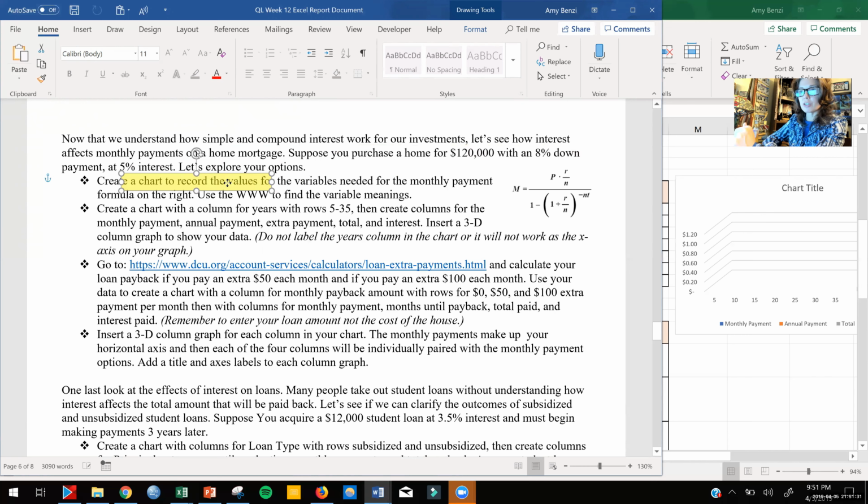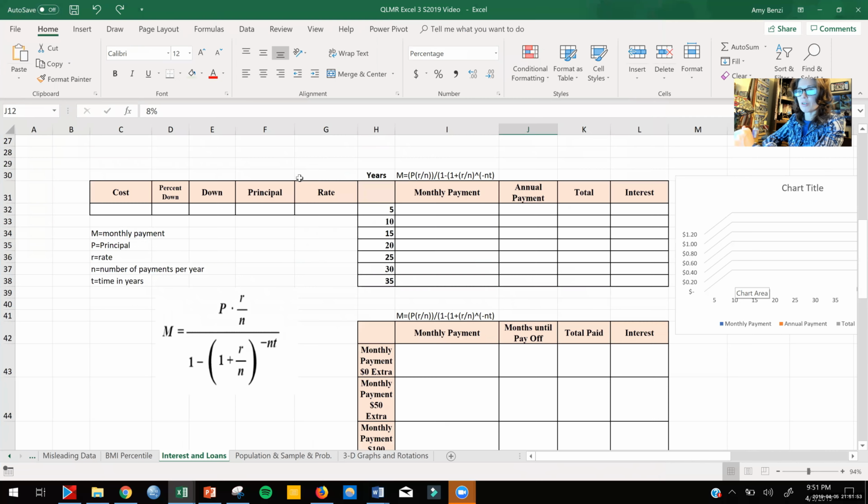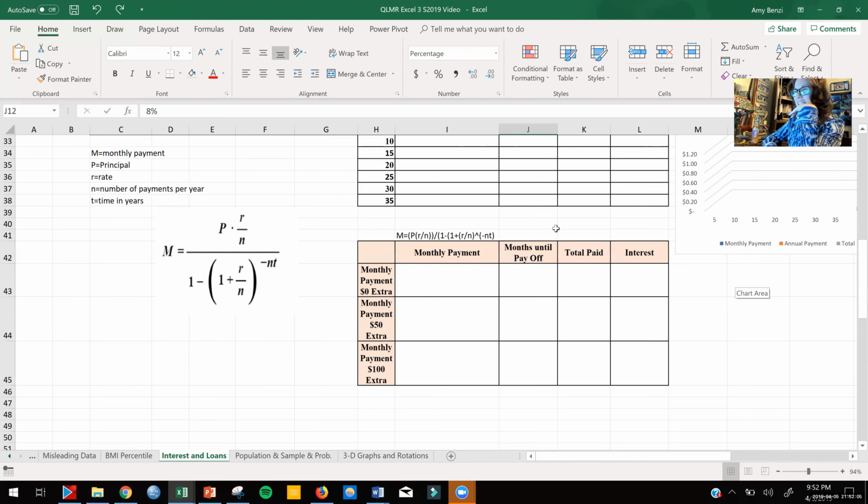We're going to create a chart to record the values for the variables needed for the monthly payment formula, which is right here on the right. We're going to use the World Wide Web to find the meaning of these variables, which I have listed, so you can probably just use mine. Then we're going to create a chart with our years labeled from 5 to 35, and calculate our monthly payment, annual payment, total, and interest.